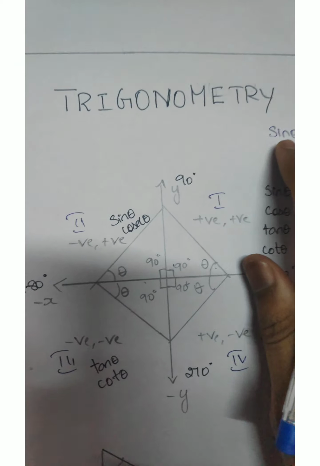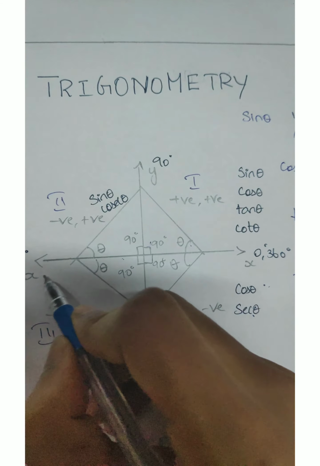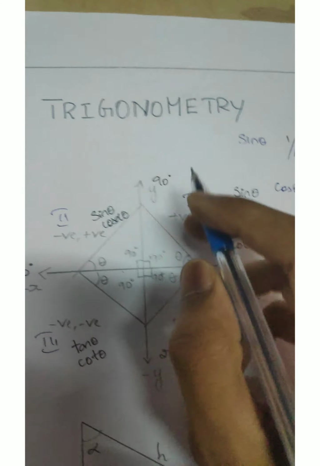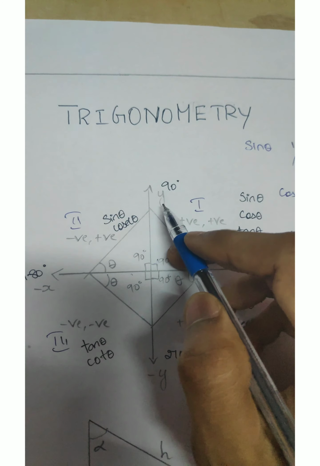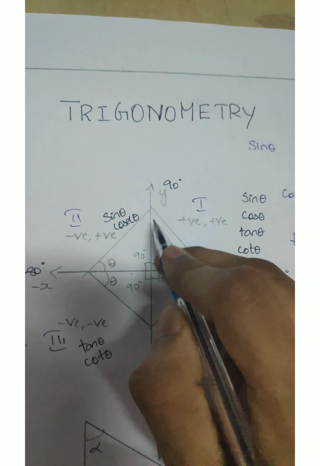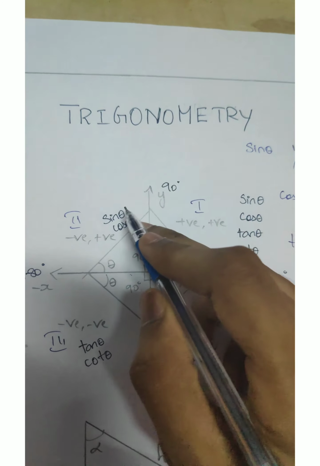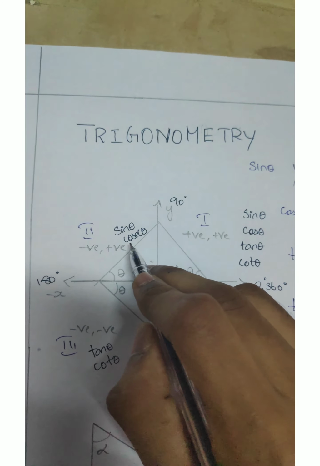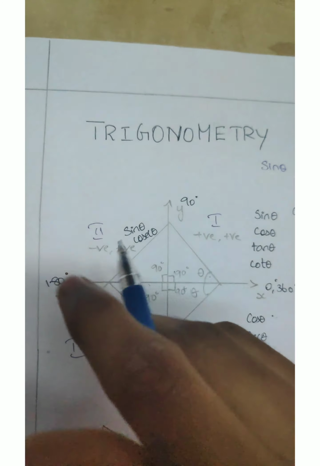Coming to the second quadrant, the x-axis is negative and the y-axis is positive. When the y-axis is positive, it lies on the opposite side, so the sine is positive. As sine is the inverse of cosecant, the cosecant is also positive, and the rest of the ratios are negative here.